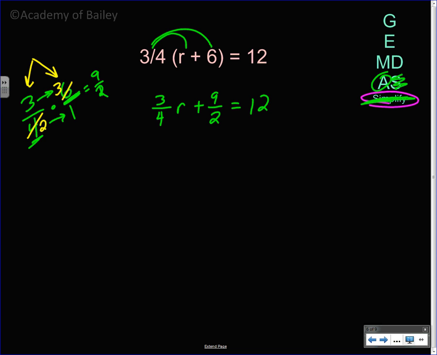And now that we're here, let's erase this. Now that we're here, simplifying is done. There is addition but no subtraction happening to r. So now, how do you get rid of a positive 9 over 2? You subtract 9 over 2. If you subtract 9 over 2 from the left side, you have to subtract it from the right side.